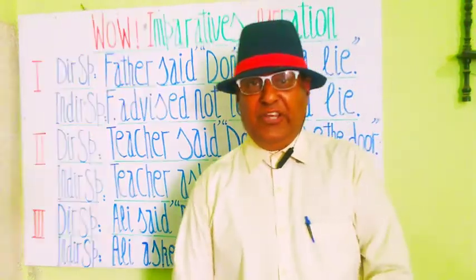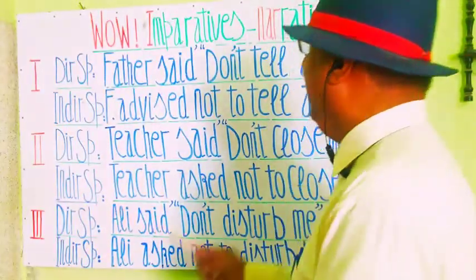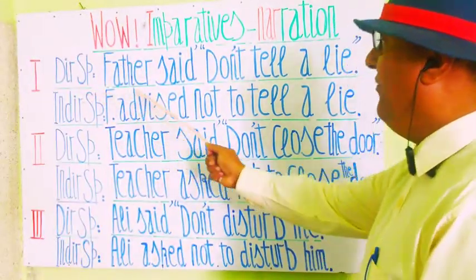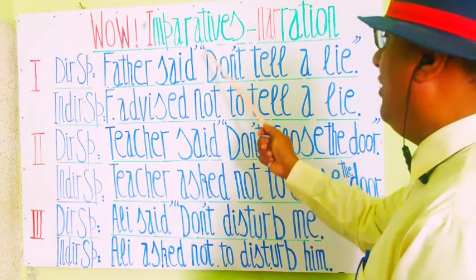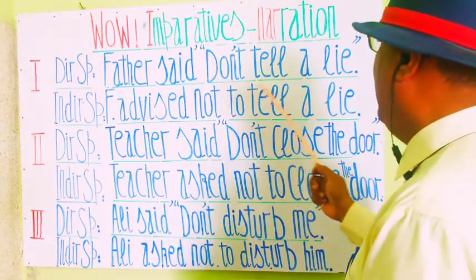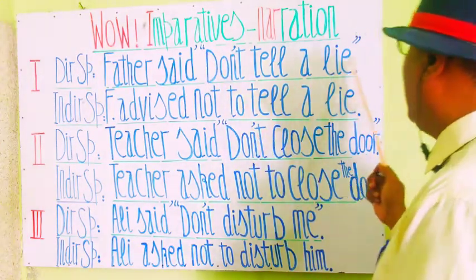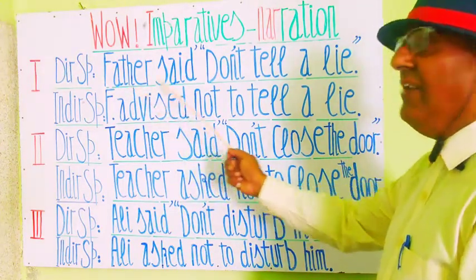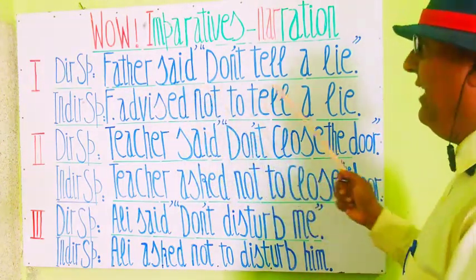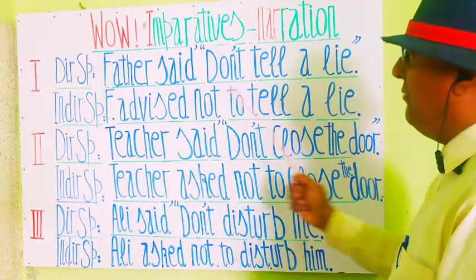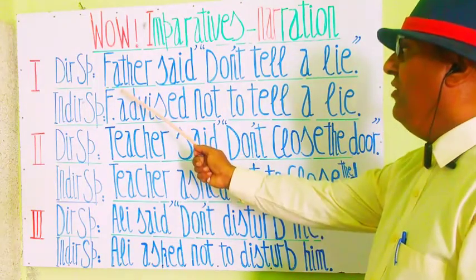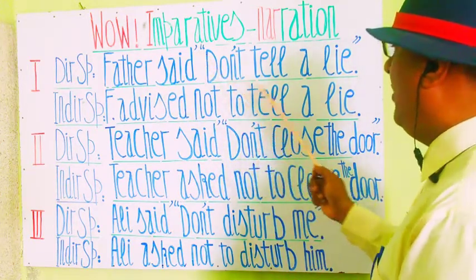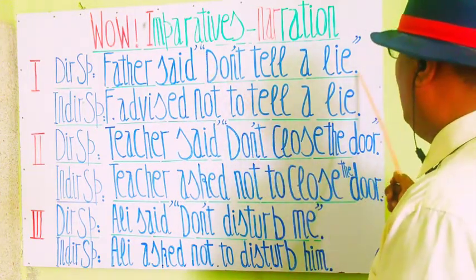Let's see the first phrase. Can you see, the first one is direct speech. Father said, comma, inverted comma, don't tell a lie, comma close, full stop. Father said, don't tell a lie, comma close, full stop. Read it again, please. Father said, comma, inverted comma, don't tell a lie, full stop.